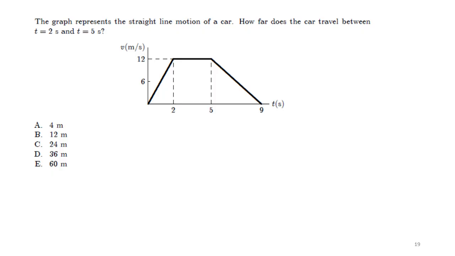Now let's look at this problem. Do it by yourself. Here you have a graph. The graph represents straight line motion of a car. How far does the car travel between t equal to 2 seconds and 5 seconds? So basically how will you find the displacement between these two times? It's a velocity-time graph. I leave it to you, find it out.